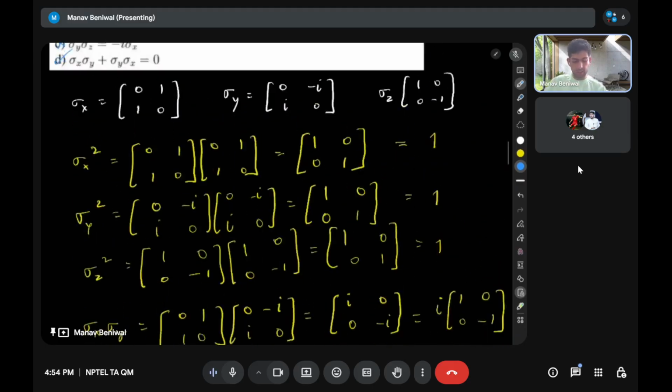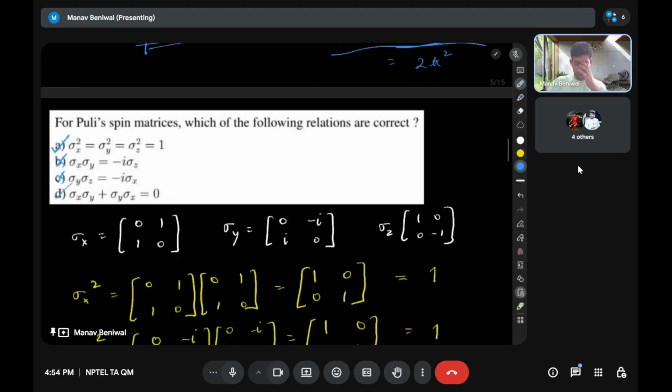So what we get from here is that one thing about Pauli matrices is that the square of the Pauli matrices should be equal to 1. And the second thing is that there is some kind of a cyclic relation. If we multiply x and y, we are getting iota times z. Then if we do y times z, we are getting iota times x.